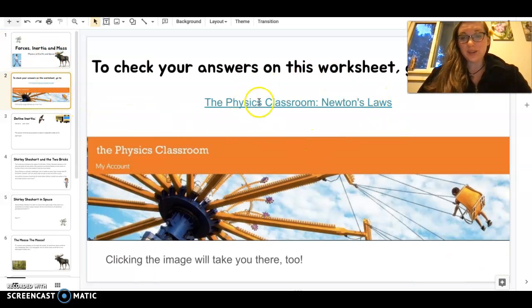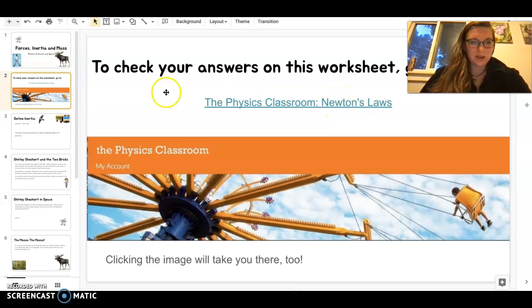If you want to check your answers on this, you don't have to because I'm going through the answers, but this comes from the Physics Classroom, a lesson called Newton's Laws. So if you want to check that out, you are welcome to, and clicking this image is going to take you there also.